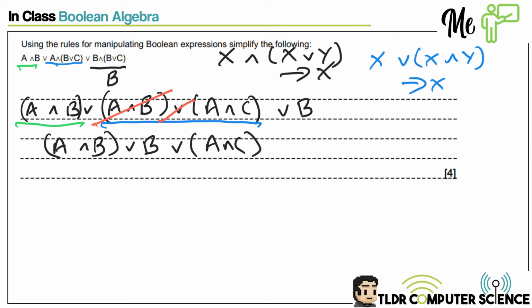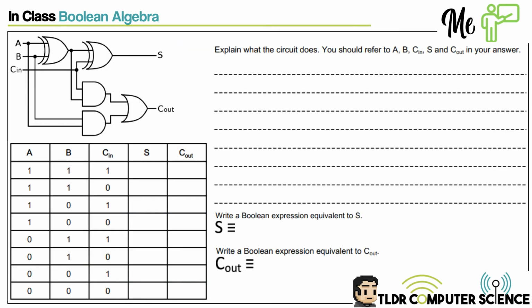So we've got B or A and C. Beautiful. And now we can check with a Karnaugh map. Yes. Tell you what, later on, what is it?